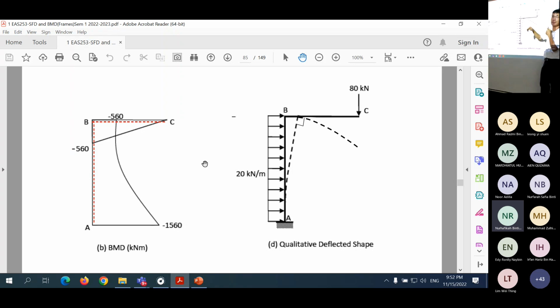And this one is compression at the bottom, so it should bend like this. Then here the angle should be maintained because this is 90 degrees. At joint B, you should maintain the 90 degrees. So that is the qualitative deflected shape that we get for the frame. Make sure that this one stays at the same place because it cannot move and cannot rotate. It bends with compression on this side, and then this one bends with compression down. And this maintains 90 degrees after it deflects.